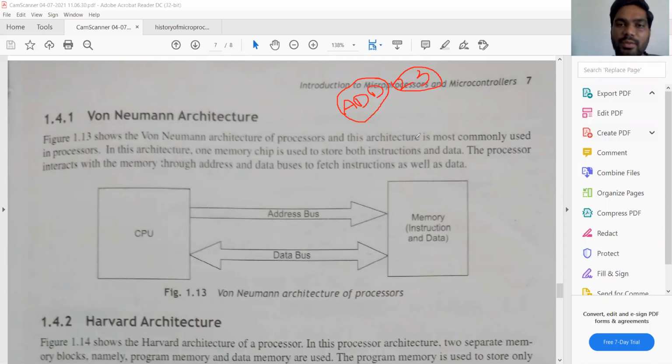Instructions should be there in the microprocessor. Data has to be fetched from outside, because the instructions are specific to the microprocessor. For language to language you will have different instructions. For C language you have different instructions, for C++ different instructions, for Java different instructions. Similarly, for microprocessor to microprocessor you will have a different instruction set.